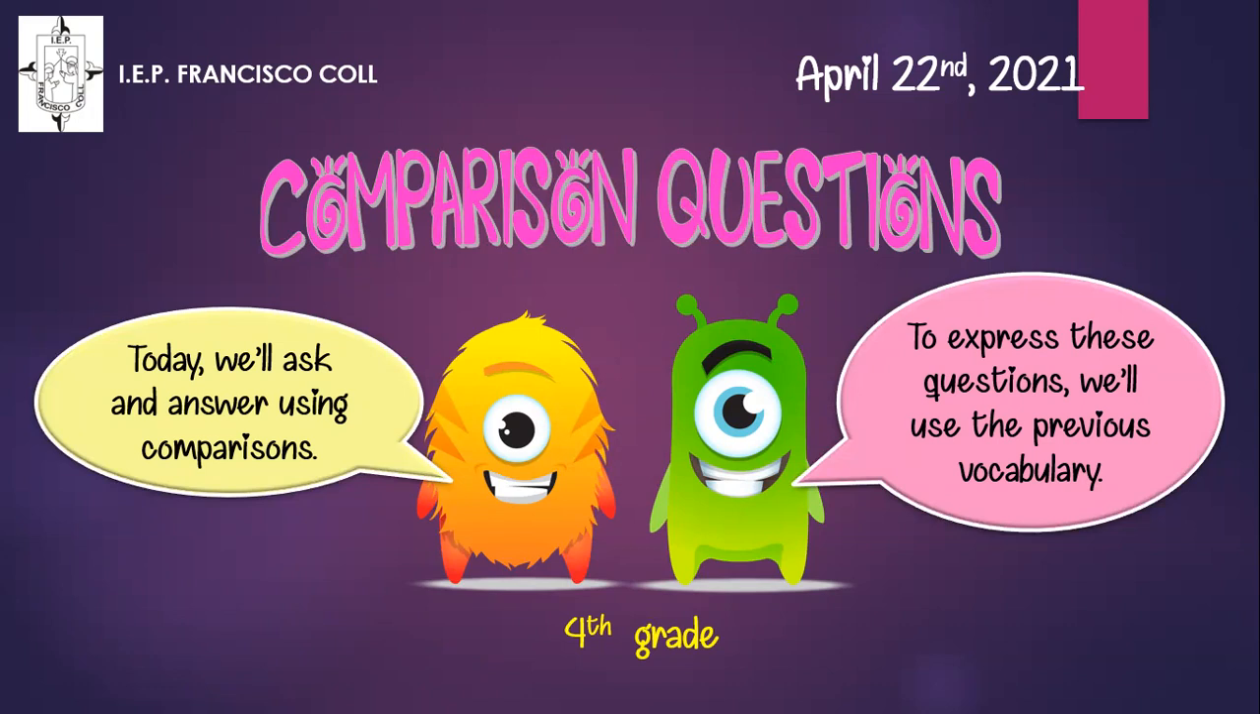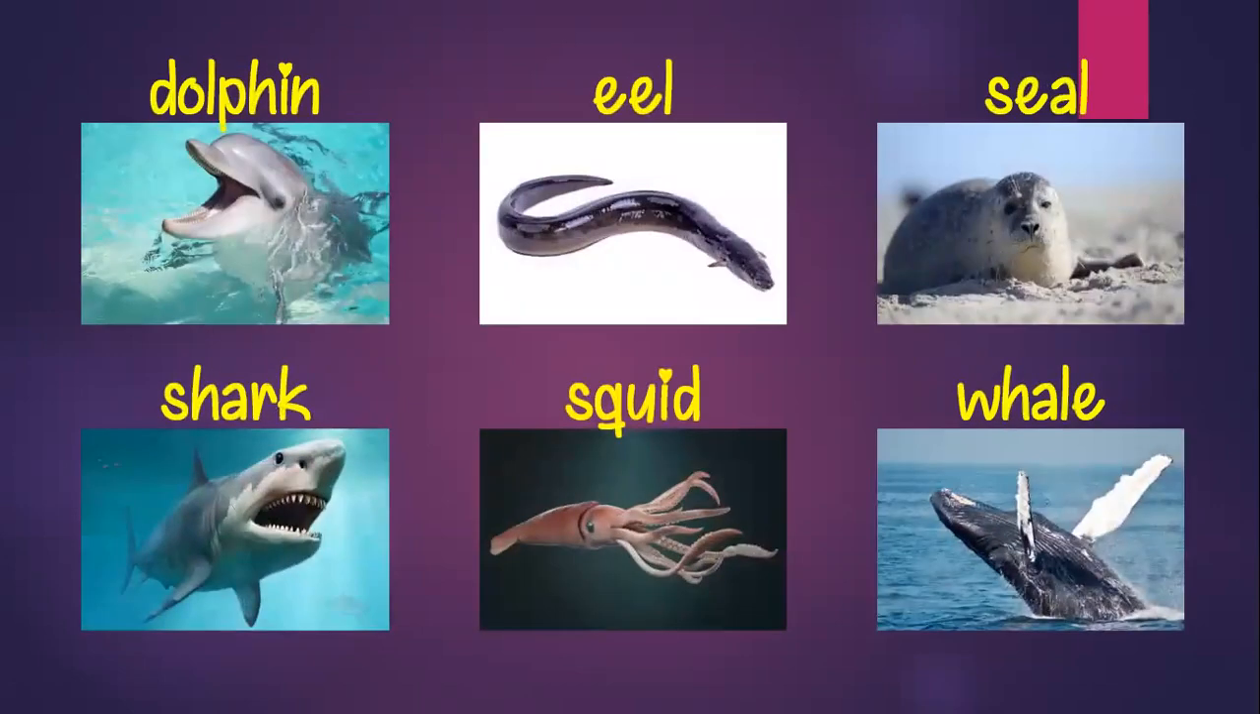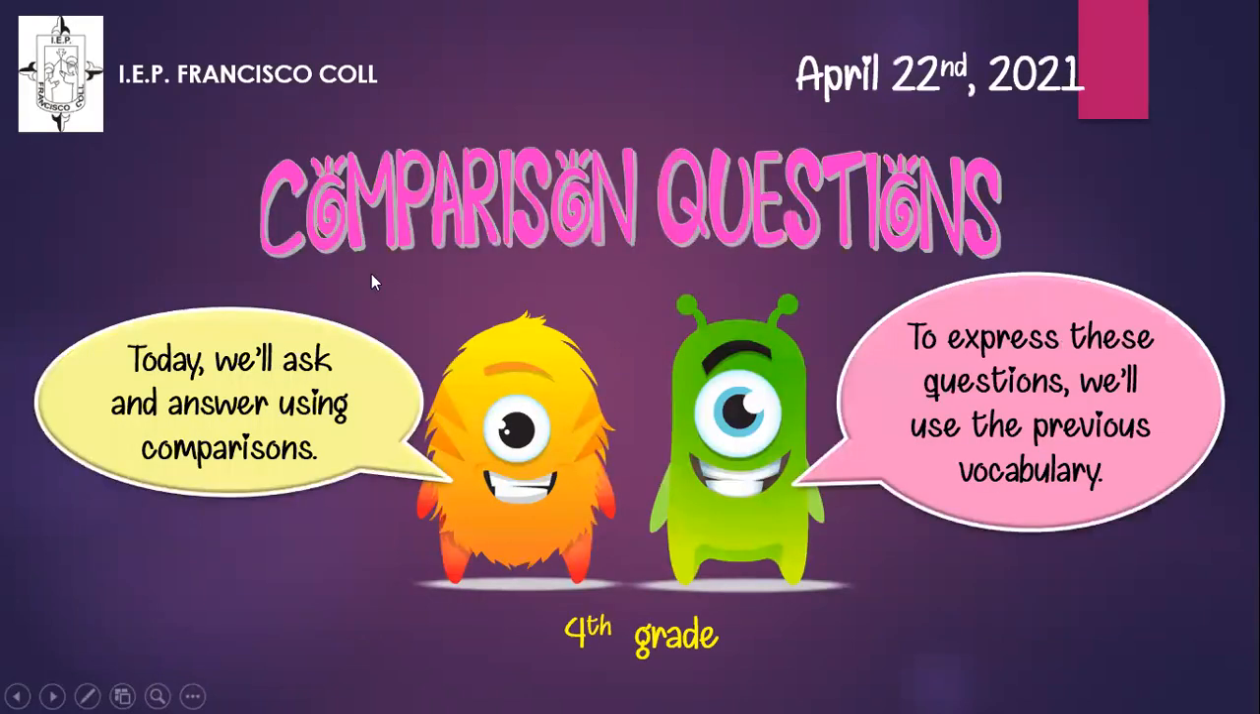Yes, that was about sea creatures, remember? Like dolphin, shark, whale, eel, seal, and so on. So we are going to use those words in the new structure. We are going to remember so fast. One more time. Good. So we are going to compare those animals in our questions. That's why it says comparison questions.